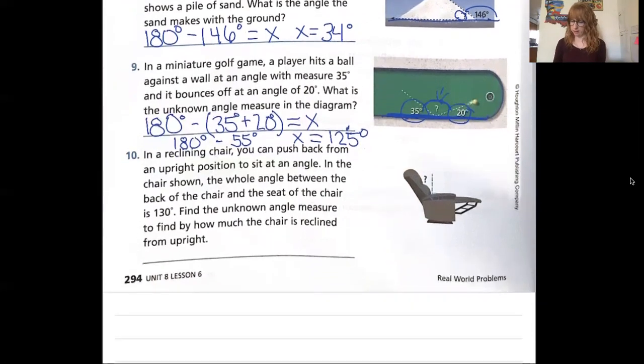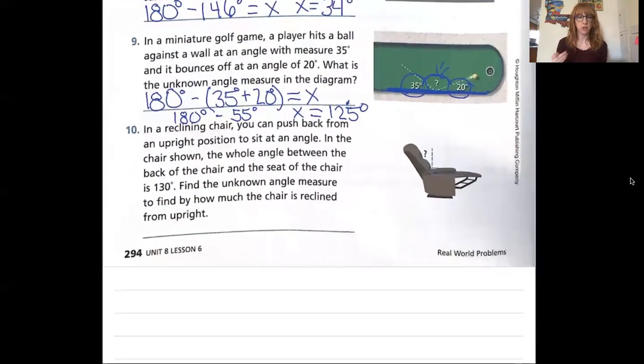All right, now number 10, they switch it up on us. They give us a total, and we have to infer what one of the angle measures is. Now it's kind of hard to see on my picture here, but in your book, it'll be easier for you to see. You just have to look closely at one of those angle measures. Number 10 says, in a reclining chair, you can push back from an upright position to sit at an angle. In the chair shown, the whole angle between the back of the chair and the seat of the chair is 130 degrees. So from here to here, this whole angle is 130 degrees.